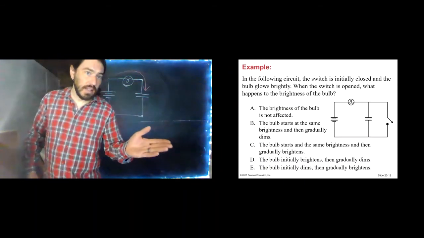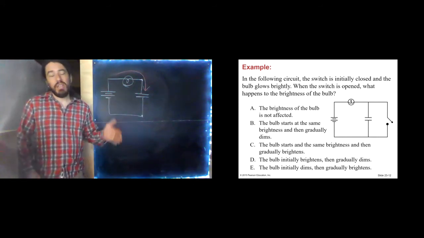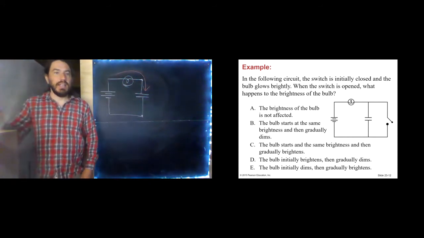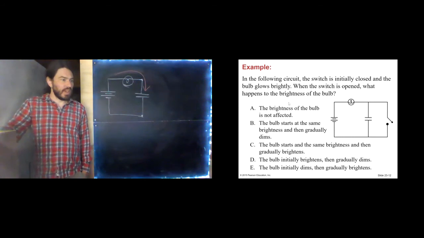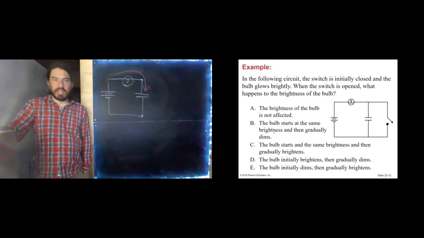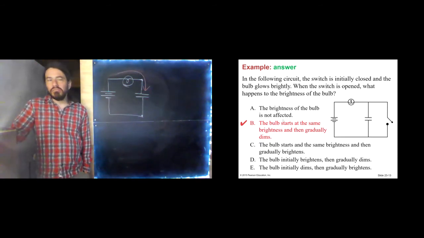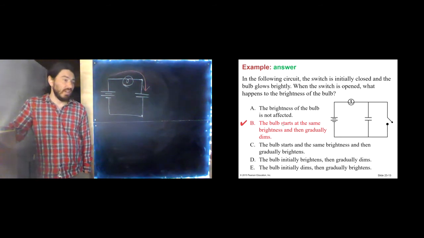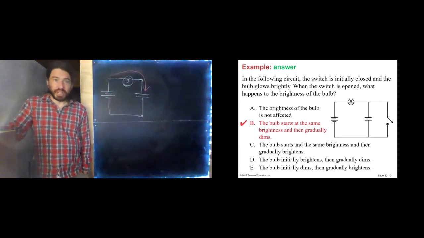We've already seen this. For a charging capacitor, the current starts high and then dims to nothing. So the bulb, let's see, starts at the same brightness and then gradually dims. I believe describes that exactly, and indeed. So even though this is worded kind of goofily, this is really just asking you, what do we observe when we're charging a capacitor?